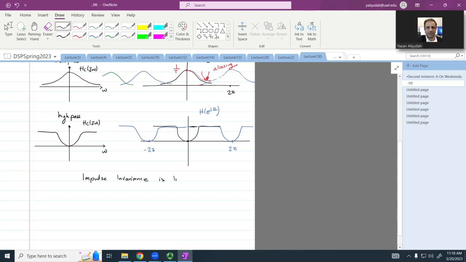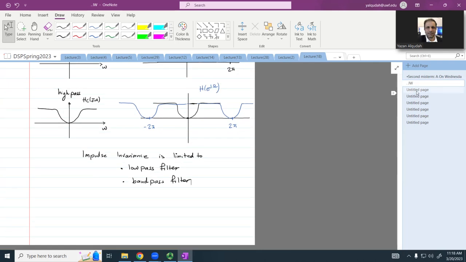So the impulse invariance is limited to low-pass filter and band-pass filter. We cannot use it for a high-pass filter, and we cannot use it for a band-stop filter. Is that clear? And this is the reason why. Because the aliasing is going to distort the frequency response to the extent you're not going to get the characteristics that you intended to.